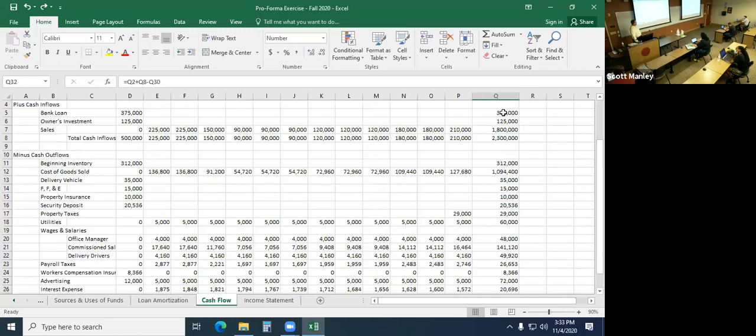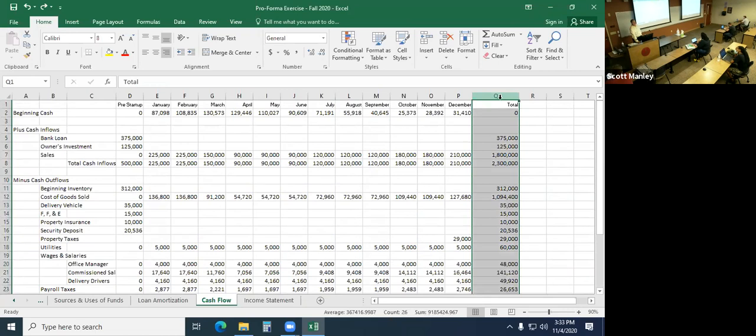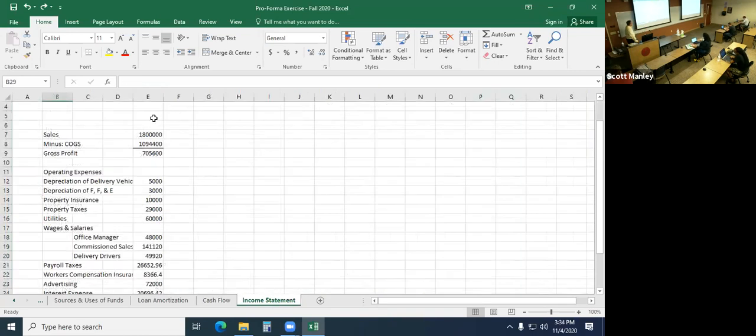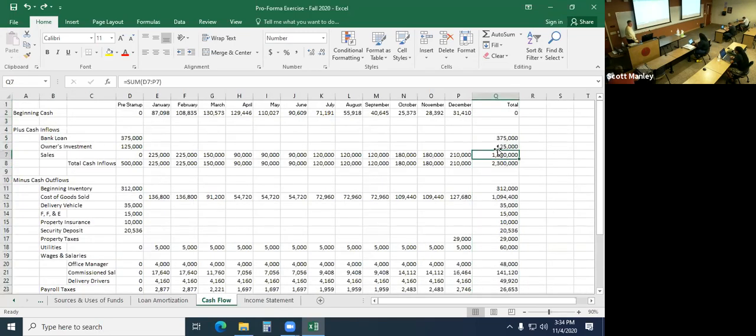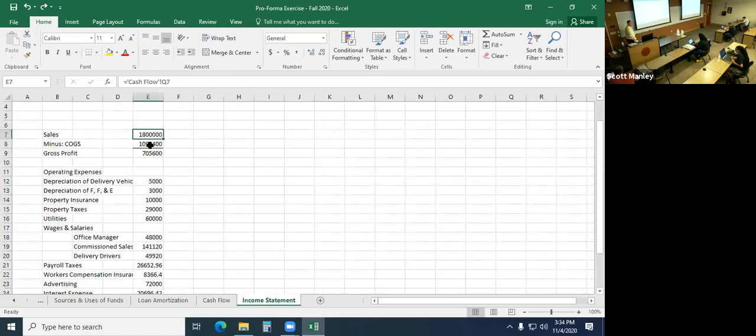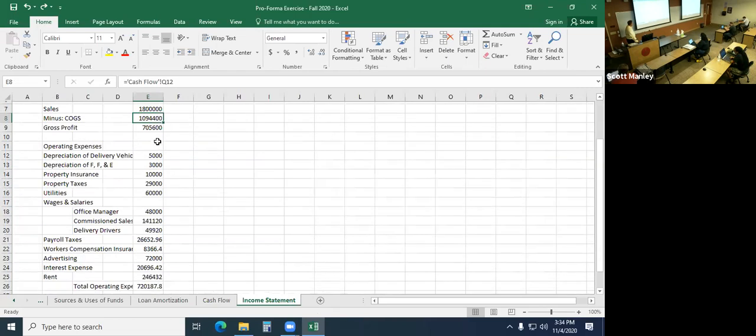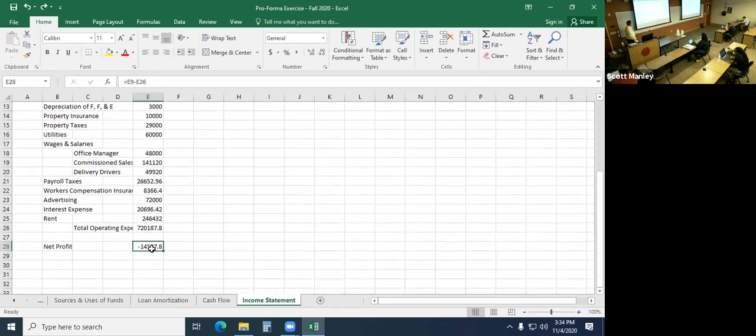But remember, this column is critically important. That totals column is the starting point for your income statement, okay? So a lot of these numbers that you see in this totals column reappear on the income statement. That $1.8 million there for sales, that number reappears. It's coming directly from your cash flow for sales. Your cost of goods sold, we shifted the position and changed the label, but it's coming directly from your cash flow statement, and so on and so forth, okay?